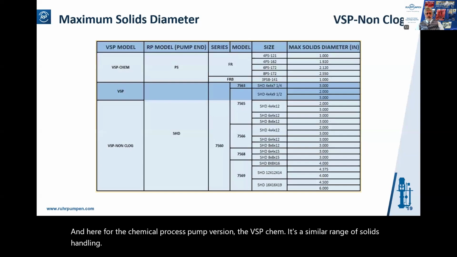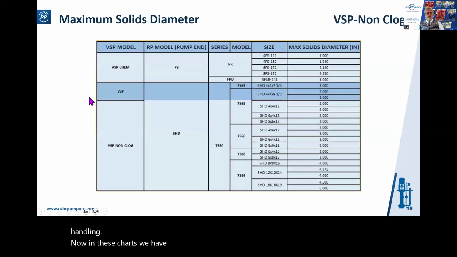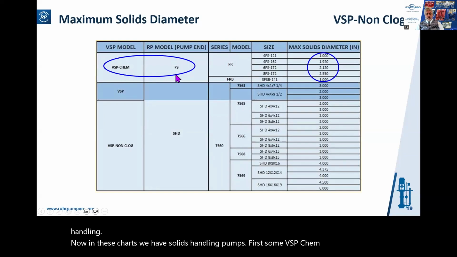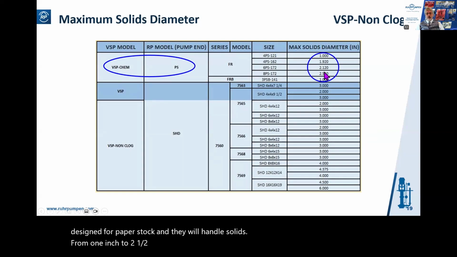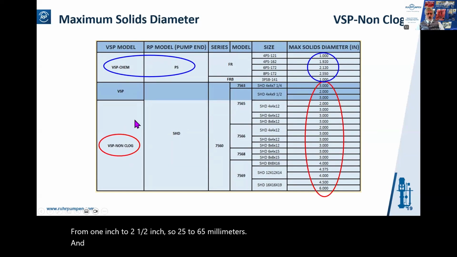Now in these charts we have solids handling pumps. First, some VSP Chem pumps are designed for paper stock, and they will handle solids from 1 inch to 2.5 inch, so 25 to 65 millimeters. And here are the VSP non-clog hydraulics, considerably larger solids, 3 inch to 6 inch, so 80 to 150 millimeters.